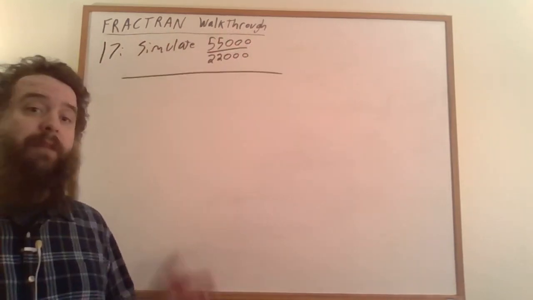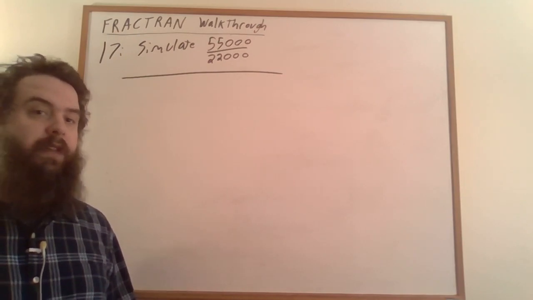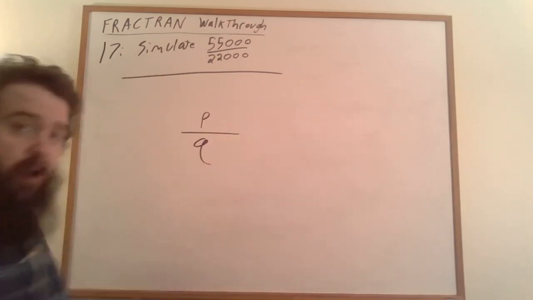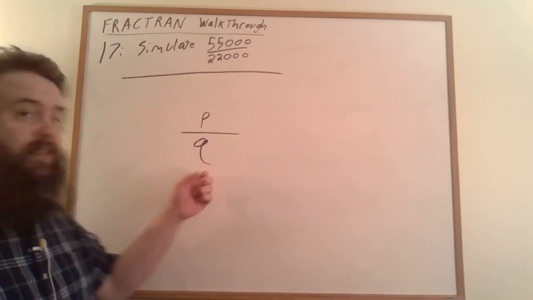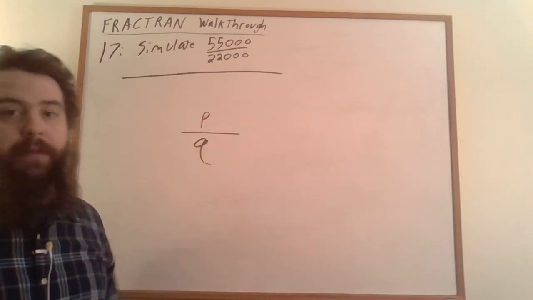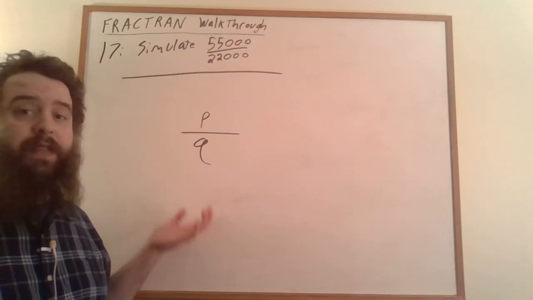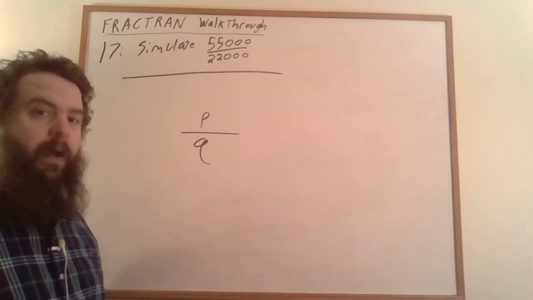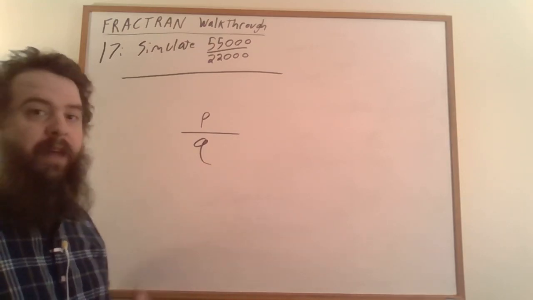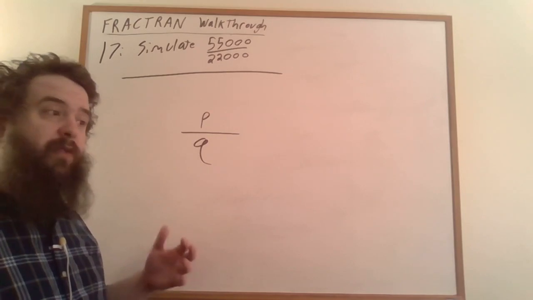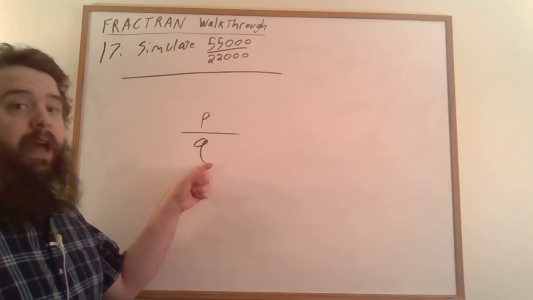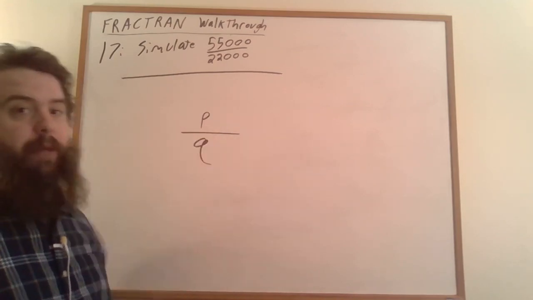A naive way of implementing a FRACTRAN interpreter is to, whenever we encounter a fraction of the form p over q, determine whether or not the current number is divisible by q, and if so, divide it by q and then multiply by p. And this works perfectly well, assuming that p over q is in fully reduced form. However, this sort of perspective leaves us wanting to have fractions in our program that aren't fully reduced, and have those fractions still act the same way. Check to see if the number is divisible by q, and if so, divide by q and multiply by p.